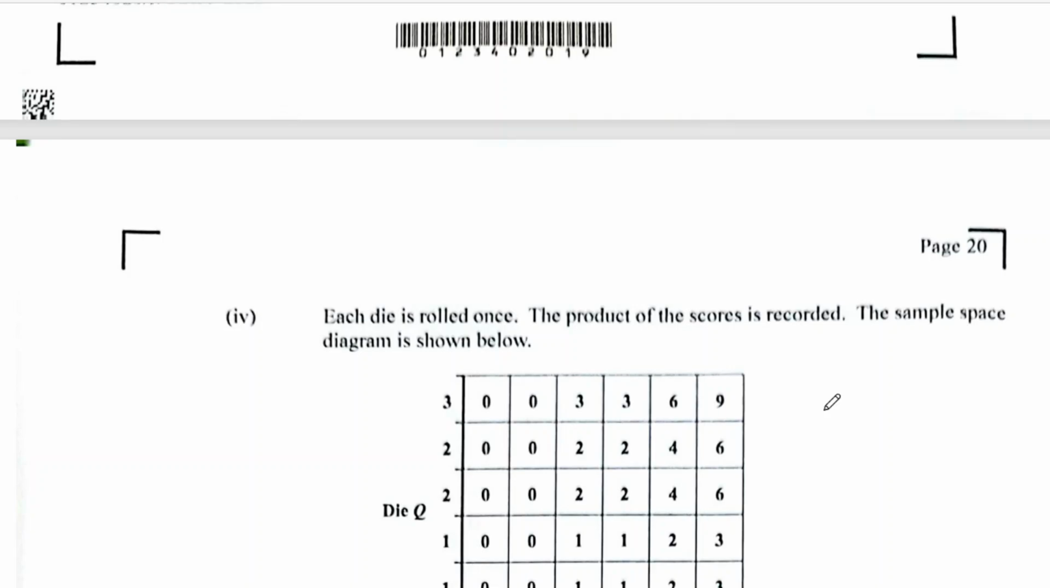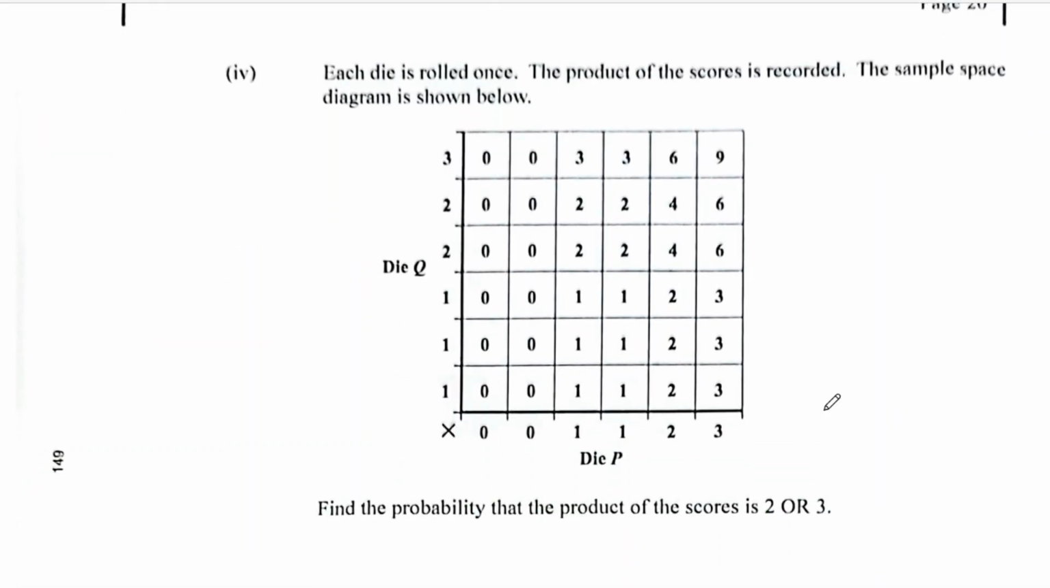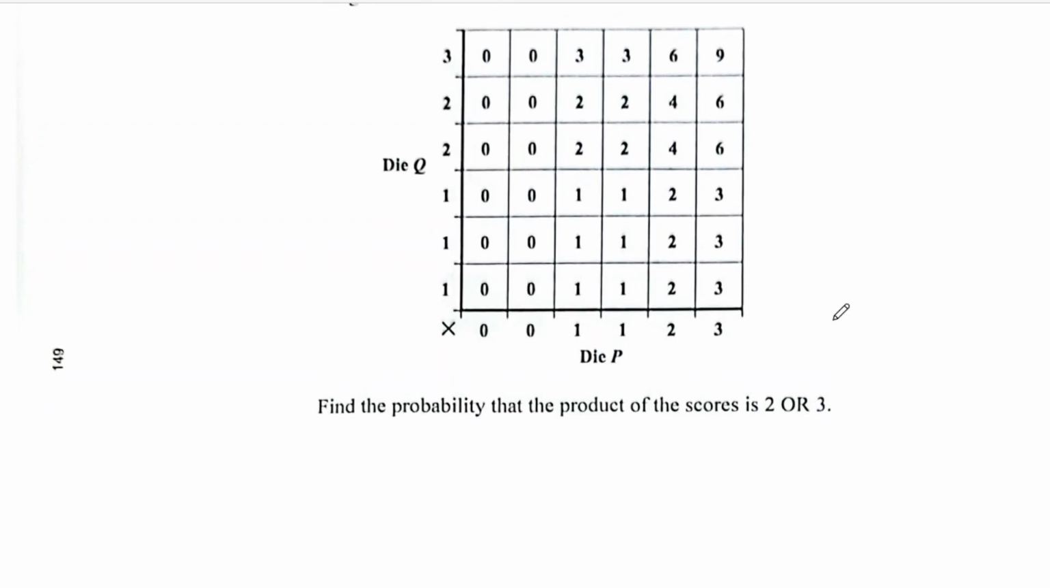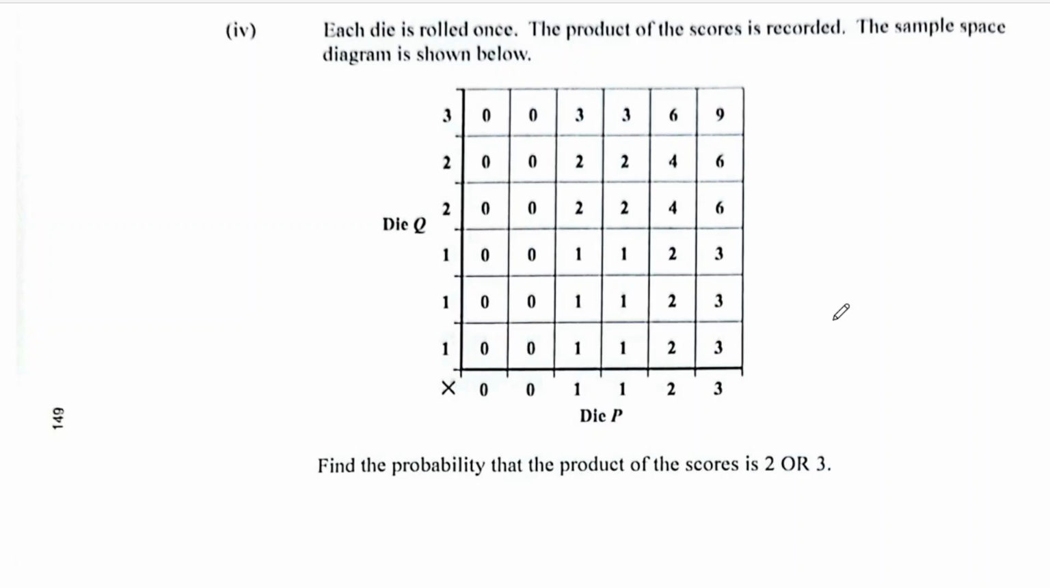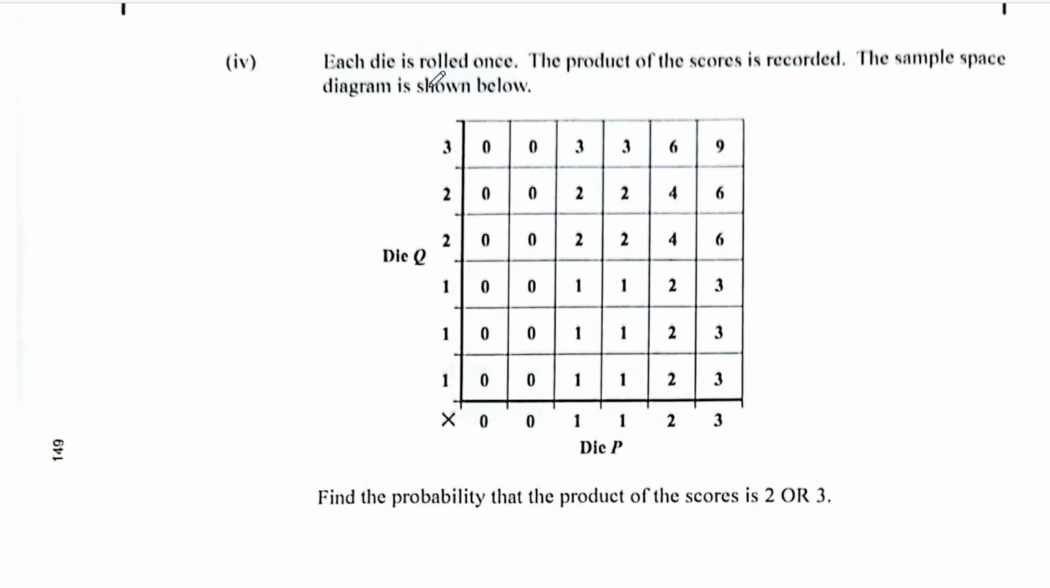The continued probability again here. Right, so in this question, they use this diagram here to throw you off, but it's not really anything too complicated. Each die is rolled once, and the product of the scores is recorded. The sample space diagram is shown below. So in this diagram, they have die Q and die P, and they roll the dice, take the two numbers, multiply them and fill out this diagram. But don't let it complicate things. Look at what they're asking here: find the probability that the product of the scores is a 2 or a 3.